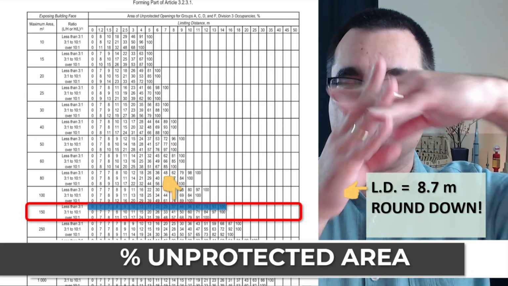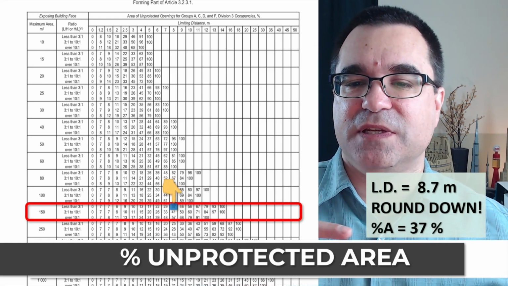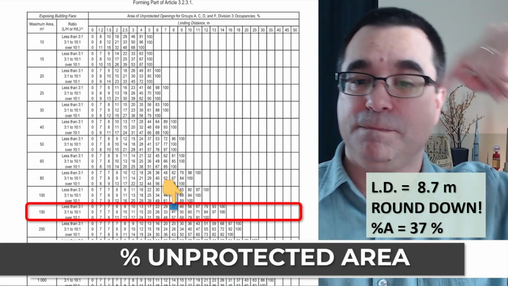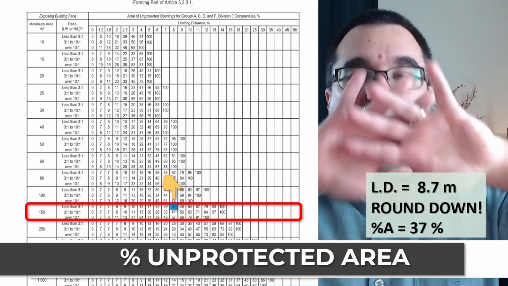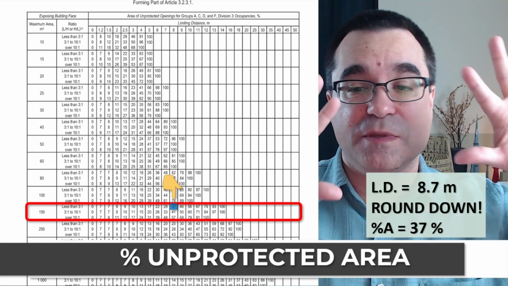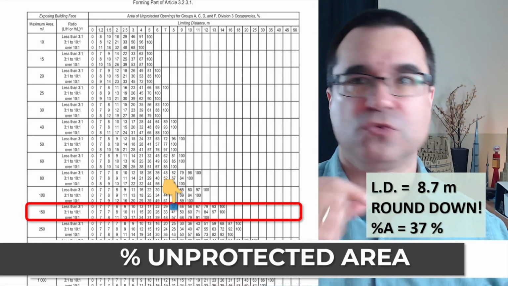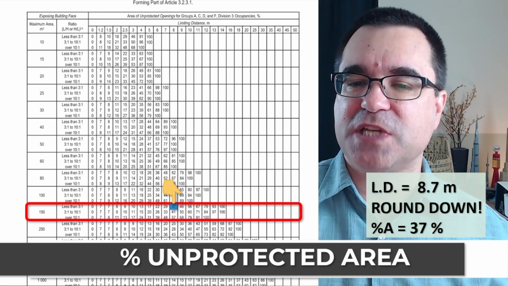And the two, the row and the column, intersect at 37. So this number that it intersects at, you can see it right there, it's 37. That's the percentage area of that specific face of the building that's allowed to be unprotected, whether it's windows, doors, or just holes in that face of the building. 37% of that face is allowed to be unprotected.